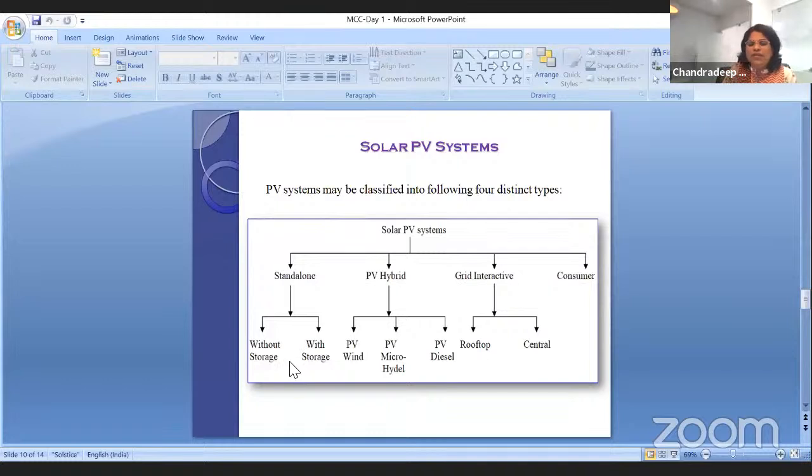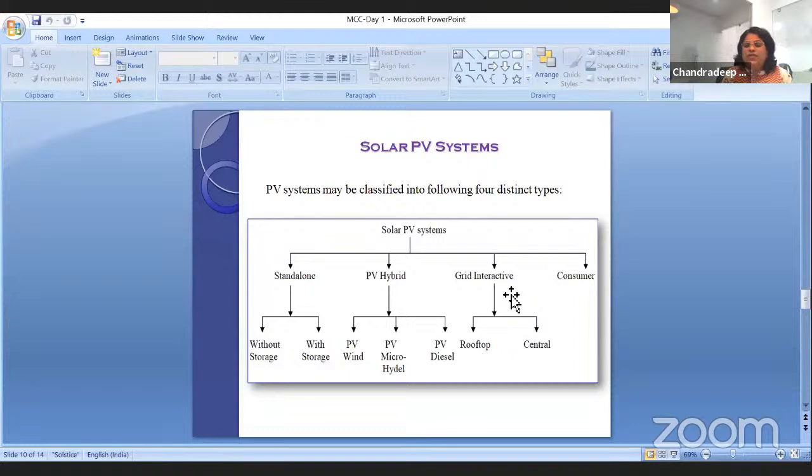Again, we have many other applications like PV hybrid. We mix solar and wind, solar and micro hydro, solar and diesel. Like some resorts in the corner of the city. Near the Bay of Bengal Sea, we have resorts, but the electricity is not present. In that case, what they do is, whole morning they run with solar, and in the night they run with diesel. So this combination is used. We call it PV hybrid.